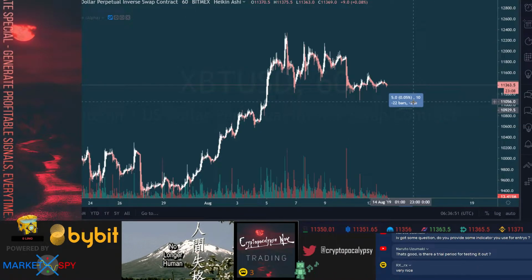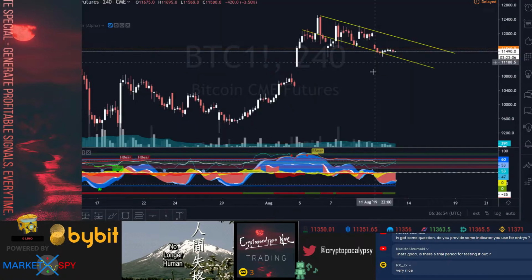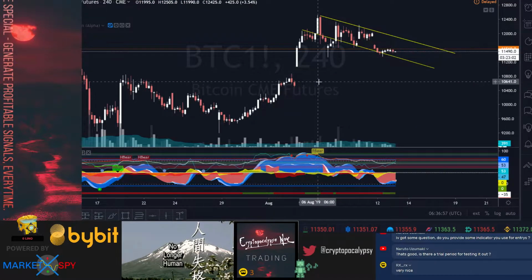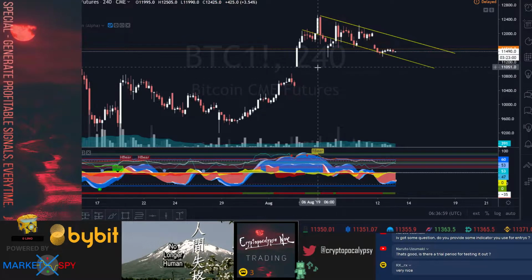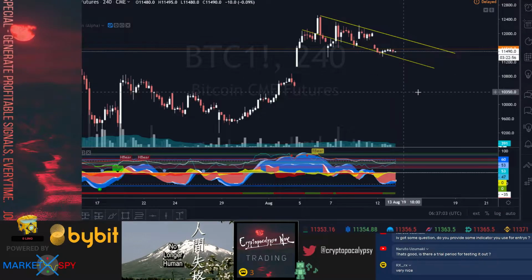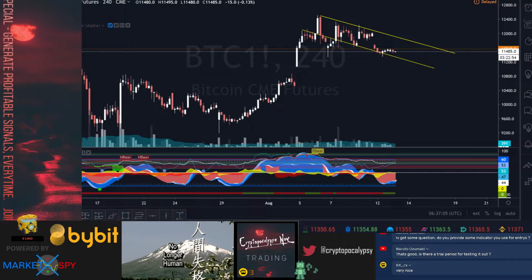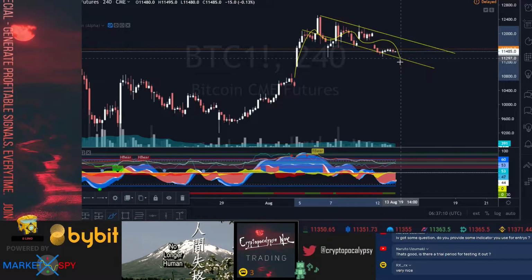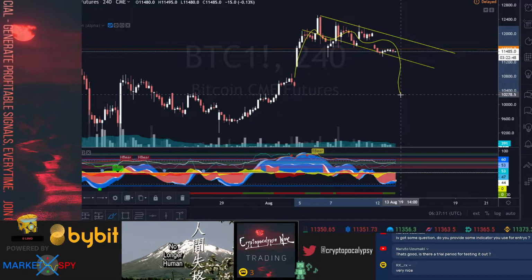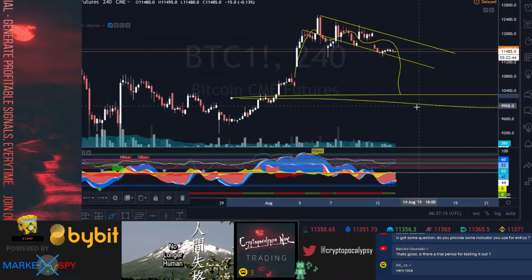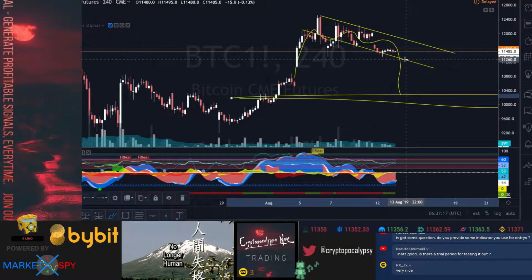And there's a CME gap somewhere in the 10,500 area. This little gap right here that we're not far away from. And if you think about it, the bar pattern doesn't have to be perfect. We could still come back to these levels down below.